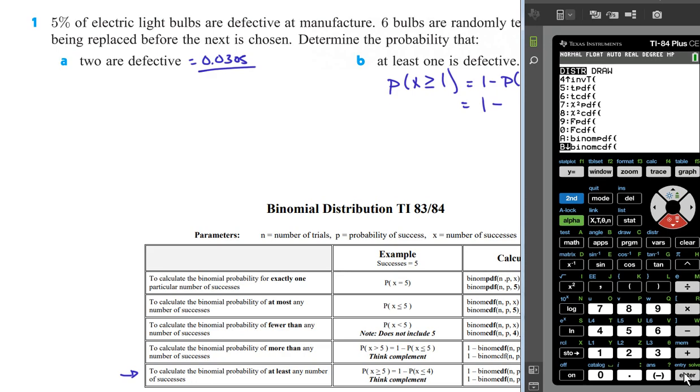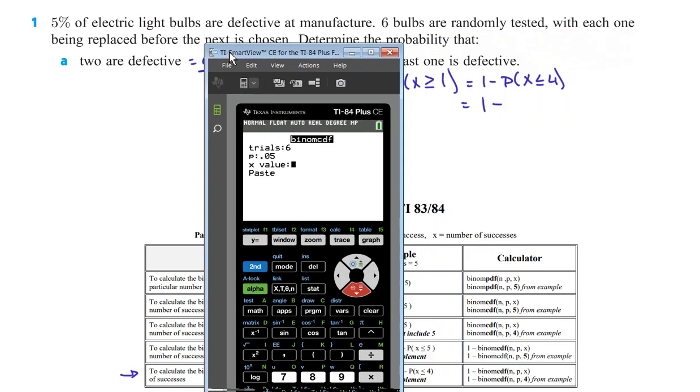Binomial CDF. Okay, and then the number of trials is still 6. The probability of them being defective is 0.05. So those are both the same as the first one. And then now the X value, this is where we got to put in, this is where we're looking at this one here.